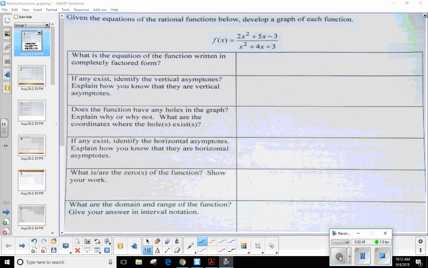Okay, so any questions? Anything about the quiz, the test, what's going to happen on Friday, any of that good stuff? Sounds good. Let's get started.